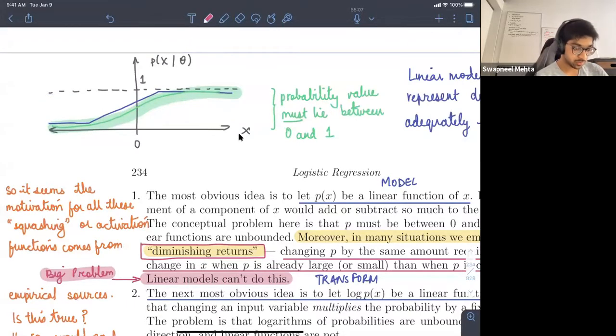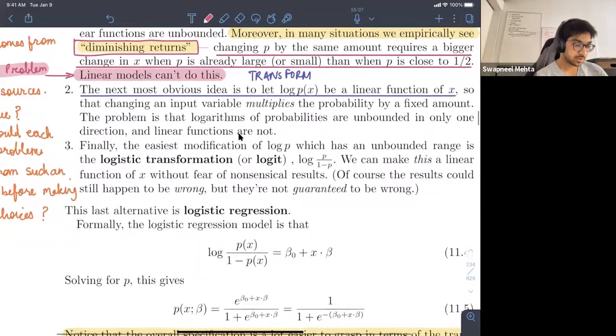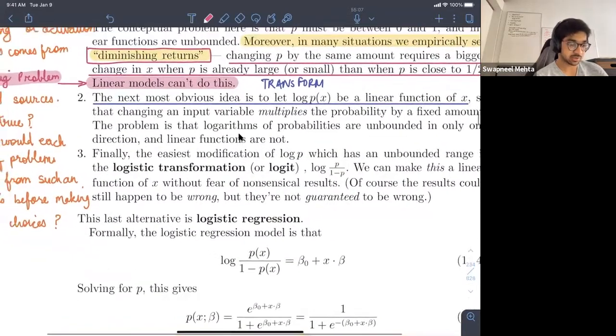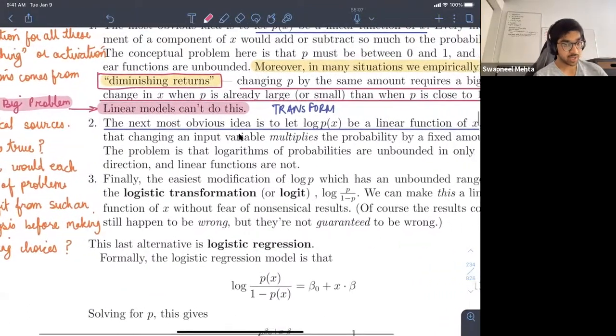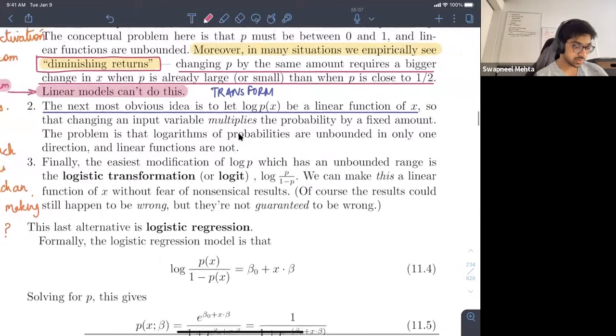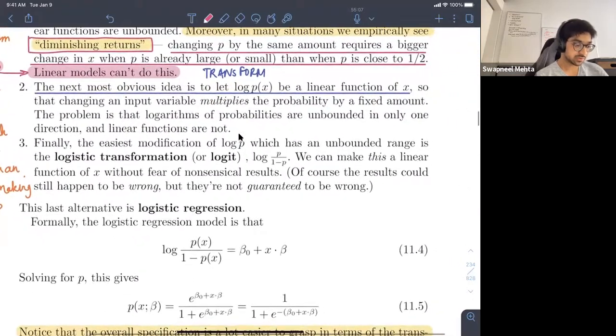Okay, cool. So the second problem, right? Linear models can't handle diminishing returns, and diminishing returns is an empirical thing. It's interesting that he uses this to motivate the idea of a logistic transformation. So the natural next step is to use a log function, but a log function is unbounded on the bottom, although it goes up like this. What do I want to say about this? Log 0 is 1.